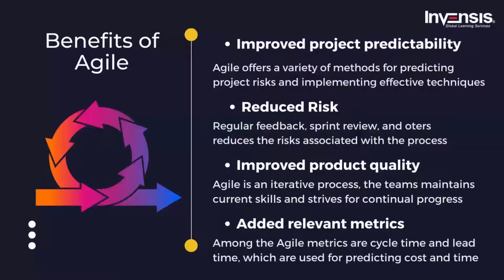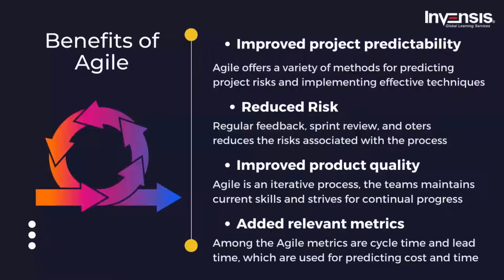Sixth, improved product quality. Agile is an iterative process, where the team maintains current skills and strives for continual progress. Testing is a vital aspect of the execution process, hence, the total quality of the product is increased. The client may participate in the development process and request modifications depending on their needs. Seventh, added relevant metrics.